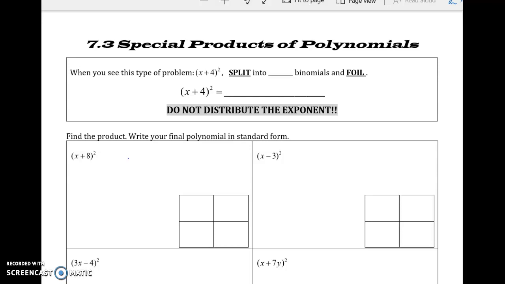Hi, algebra students. These are your notes for section 7.3 titled Special Products of Polynomials. So today we're going to look at what happens when you square a binomial inside the parentheses. A lot of times this particular pattern is referred to as the square of a binomial.